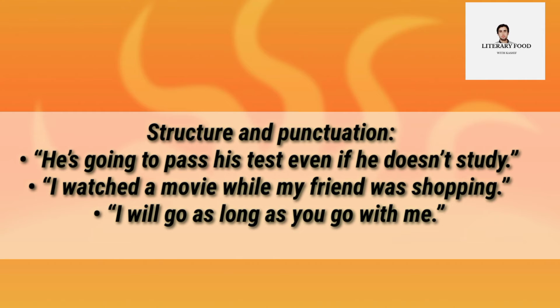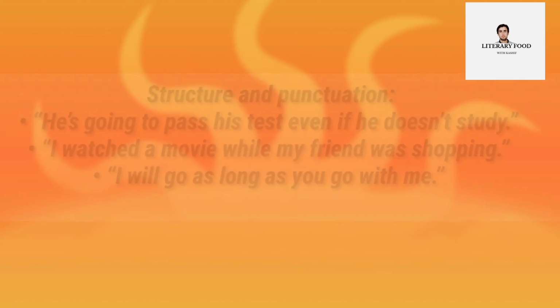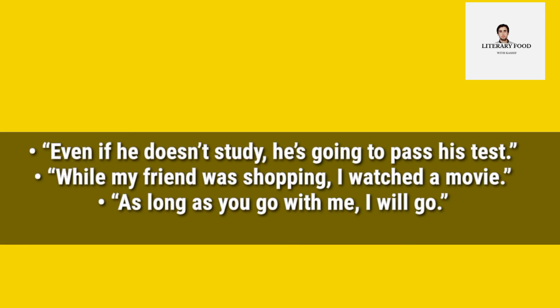He is going to pass his test even if he doesn't study. I watched a movie while my friend was shopping. I will go as long as you go with me. The same sentences can be structured with the dependent clause first as well. This results in no change of meaning. For example, even if he doesn't study, comma, he is going to pass his test.